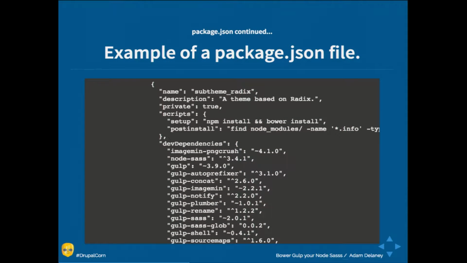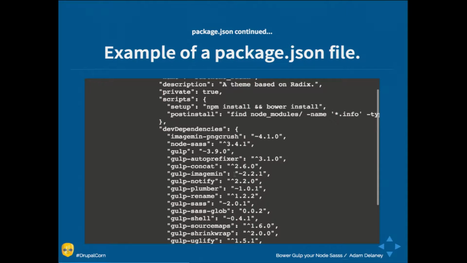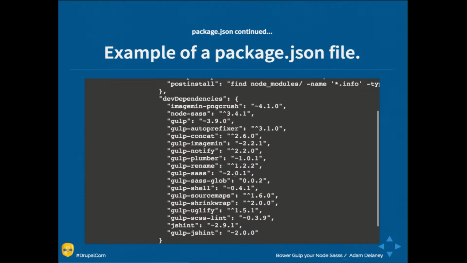This is just an example of what the package.json file looks like. There are a few required things. It needs a name, a description. You can set scripts in here for it to run. So when you run setup, it will go and do these commands, npm install and bower install. We'll talk about bower here in a minute. And then you can see my dev dependencies. So this is kind of my kitchen supply run. When I go to the kitchen supply store, this is what I ask it to go get.